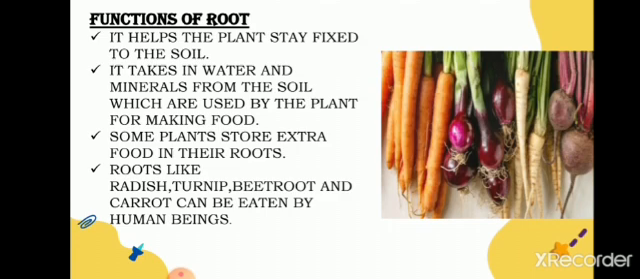So the main function of the root is to absorb water and give it to the other parts of the plant. But when the food is prepared, the extra food, the extra energy, is stored in the root part. So that root part is edible and we eat it. You can see the carrot, radish, beetroot and turnip, all these are root vegetables.